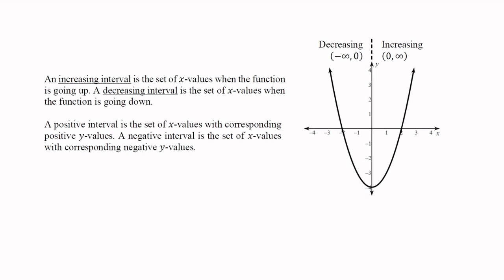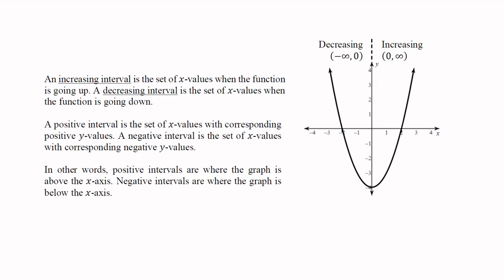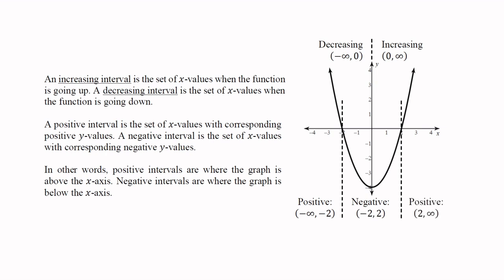A positive interval is a set of x values with corresponding positive y values. A negative interval is the set of x values with corresponding negative y values. In other words, positive intervals are where the graph is above the x-axis. Negative intervals are where the graph is below the x-axis. So here I have divided the graph into 3 sections. In the first section, it is positive from negative infinity to negative 2. Then we go below the x-axis and we are negative from negative 2 to positive 2. And then finally, we're positive again, going from 2 to infinity. Since there are 2 positive intervals, you need to union the 2 intervals together using the union symbol and the two intervals going from left to right.